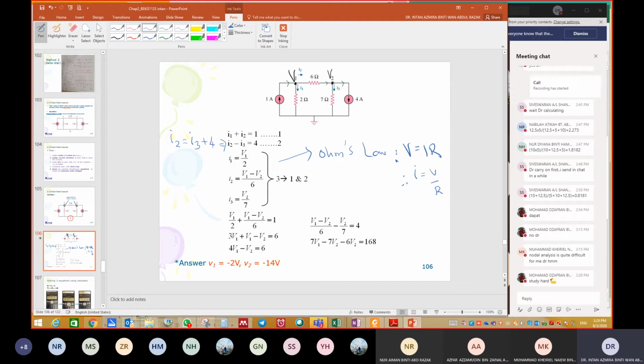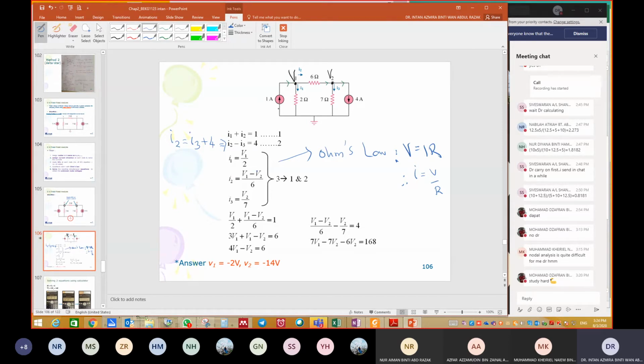How about V of 6 ohm? V of 6 ohm is equal to V1 minus V2 because current flows from V1 to V2. If you assign the currents to flow inversely, with this I2, so V of 6 is equal to V2 minus V1. It follows the direction of current.